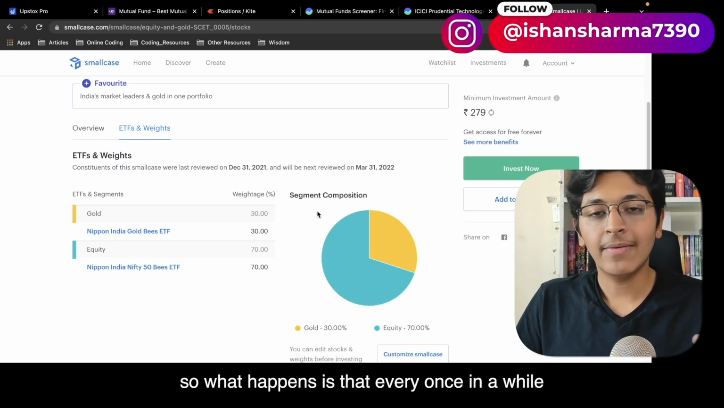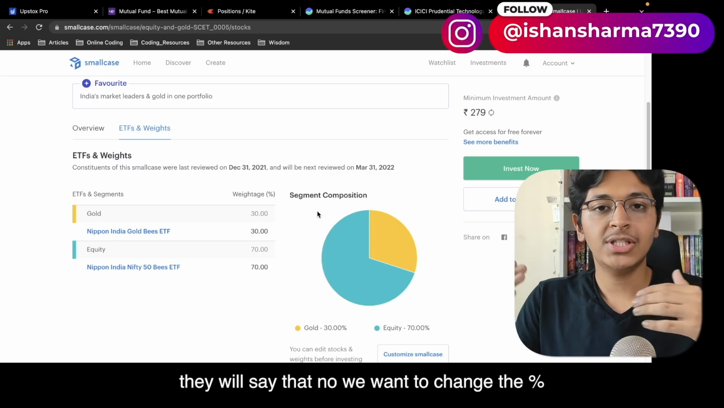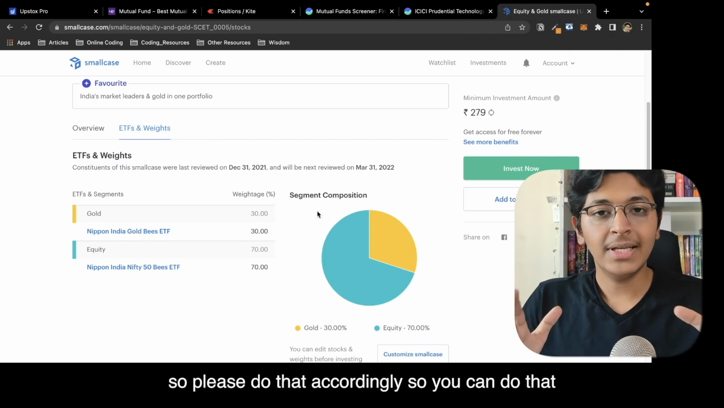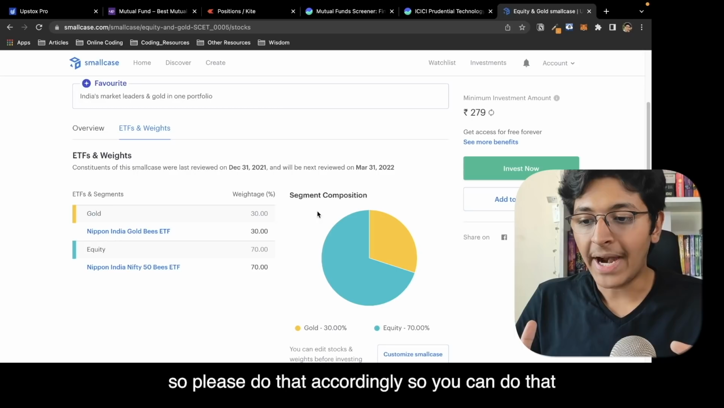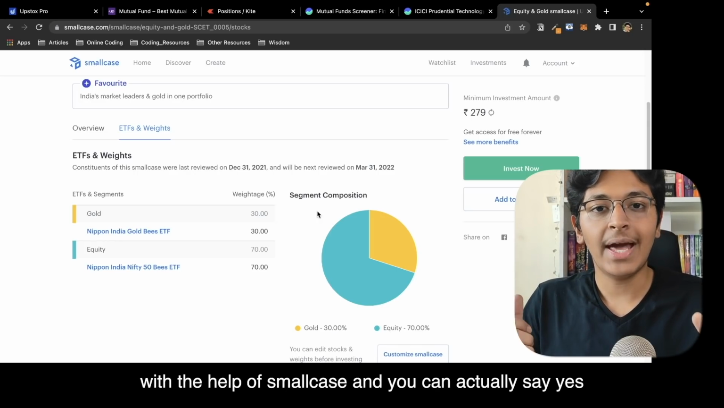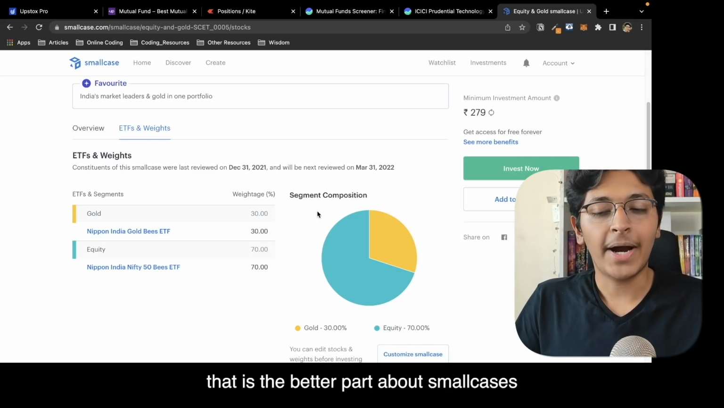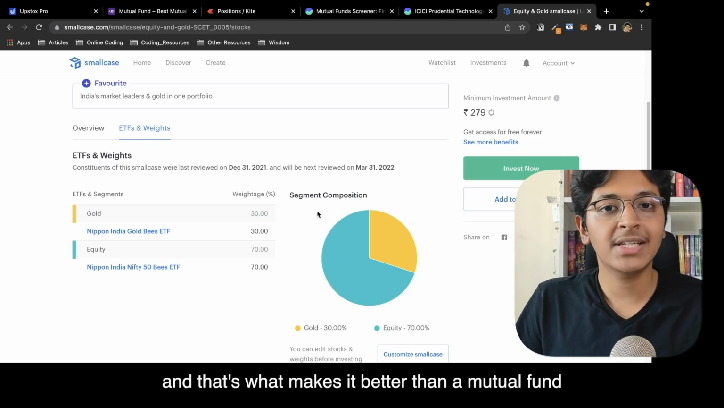So what happens is that every once in a while they will say that we want to change the percentage, or you want to buy this stock, you want to sell this stock, so please do that accordingly. You can do that with the help of a smallcase, and you can actually say yes to it or you can say no to it as well if you want to. That is the better part about smallcases, and that's what makes it better than a mutual fund.